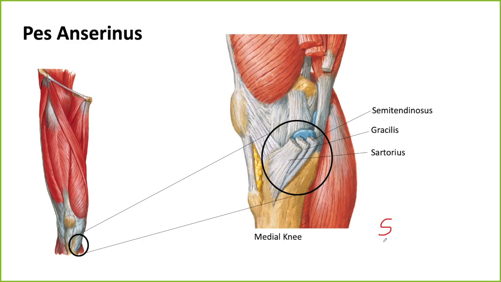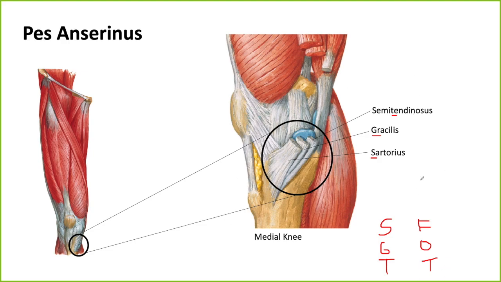So S, G, T, and then F, O, T. Okay, so first off sartorius, and that is on our anterior compartment, and it's innervated by femoral nerve. Then gracilis, that is our medial compartment, and it's innervated by our obturator nerve. And then we've got semitendinosus, and that one is going to be innervated by the tibial nerve.